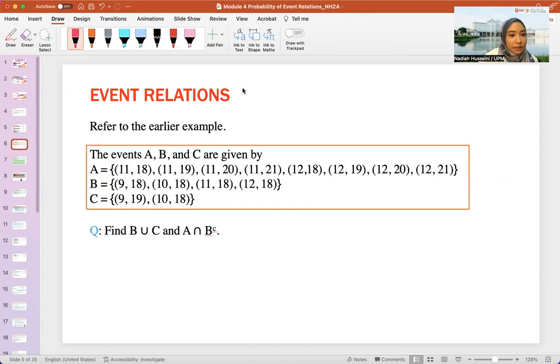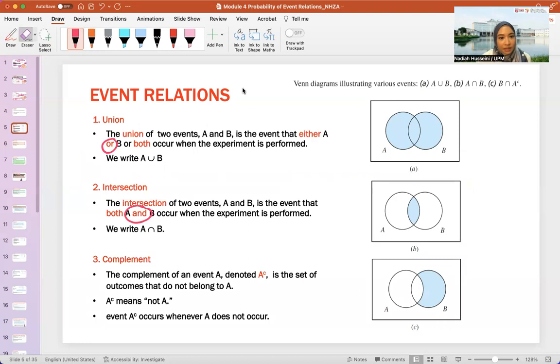Do we have an example later on? Okay, we do. Let's go with that so that I don't mess up the example. So the intersection of two events A and B is the event that both A and B occur.